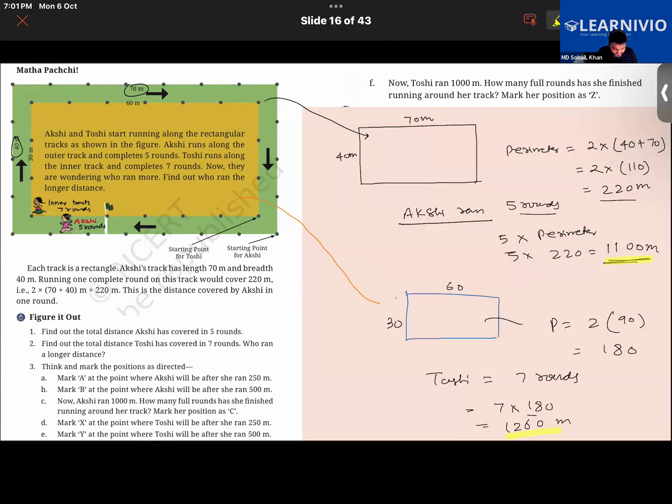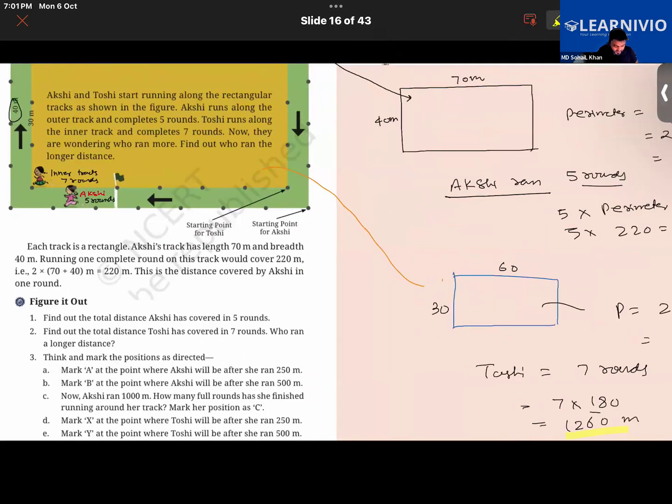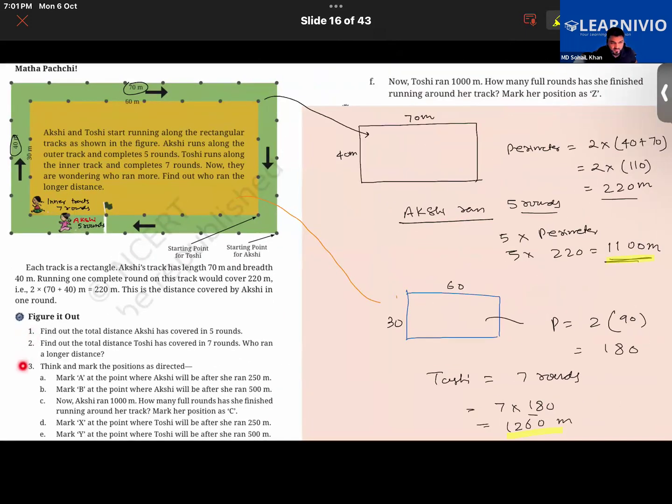Okay, we have found out the answer for the first and second questions right now. The first question was to find out the total distance Akshi has covered in 5 rounds. So Akshi has covered 1100 meter. Toshi has run 1260 meter. The third question says think and mark the position as directed. It says mark A at the point where Akshi will be after she ran 250 meter.